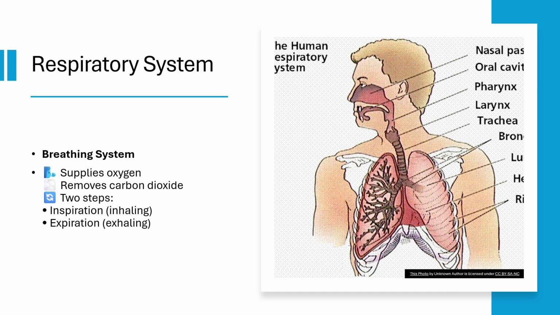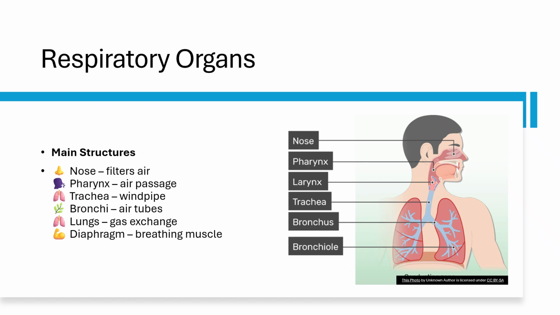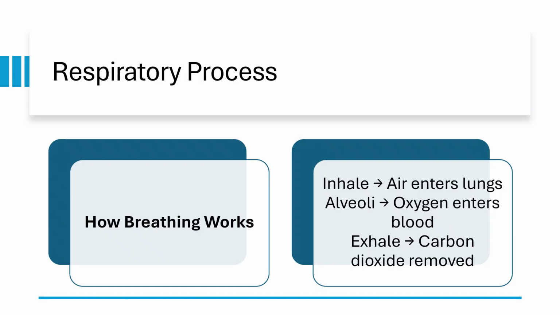The respiratory system supplies oxygen to the body and removes carbon dioxide through breathing in and out. Air enters through the nose, travels through the airway and reaches the lungs where oxygen is exchanged with carbon dioxide. In the lungs, oxygen enters the body through alveoli and carbon dioxide is removed when we breathe out.